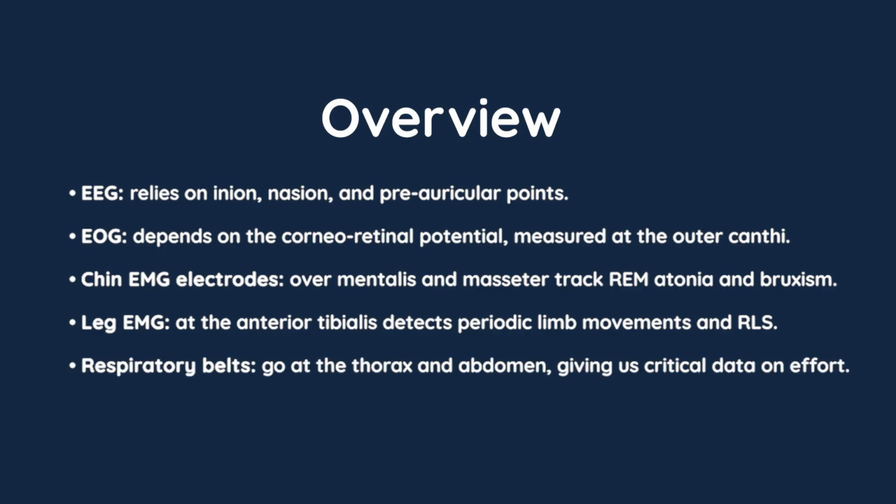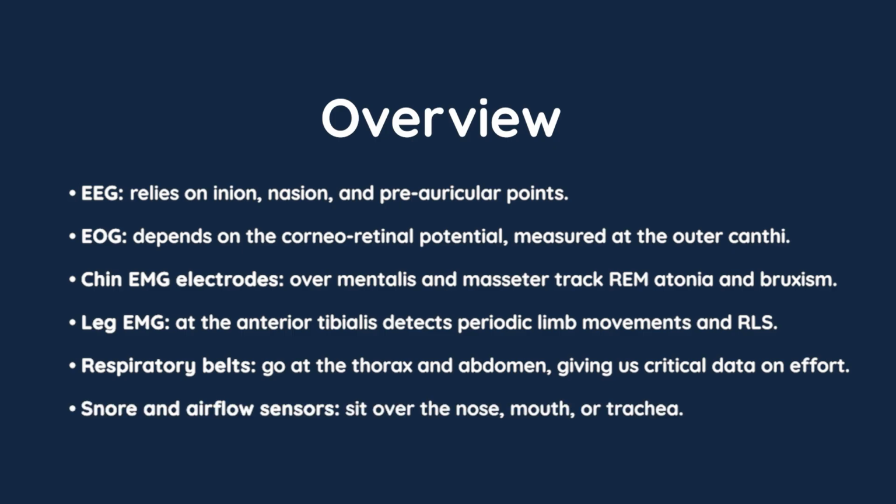Respiratory belts go over the thoracic and abdomen area, giving us clinical data on respiratory effort. The snore and airflow sensors sit over the nose, mouth, and trachea. Each of these relies on anatomy and your ability to locate it precisely.